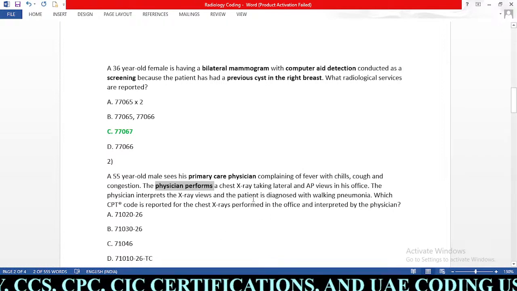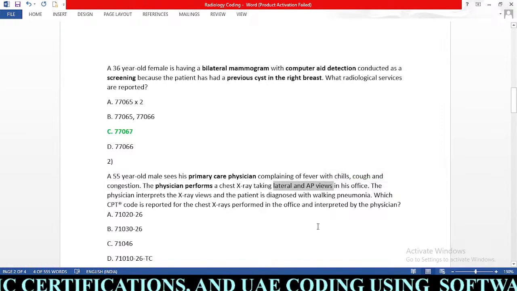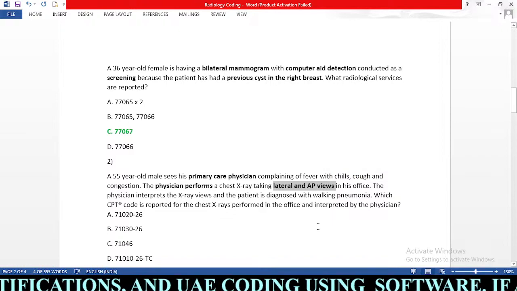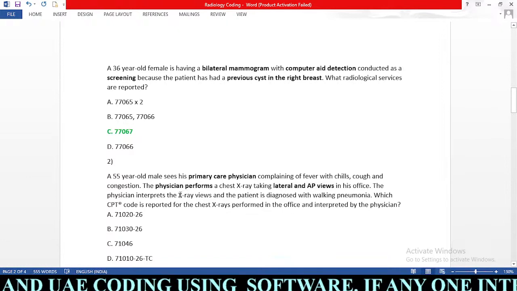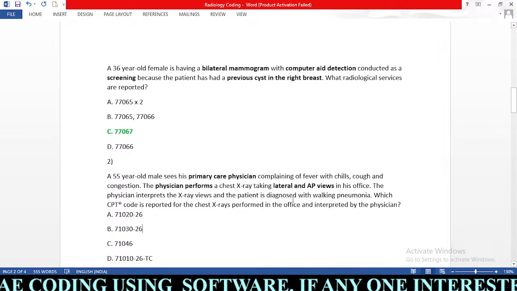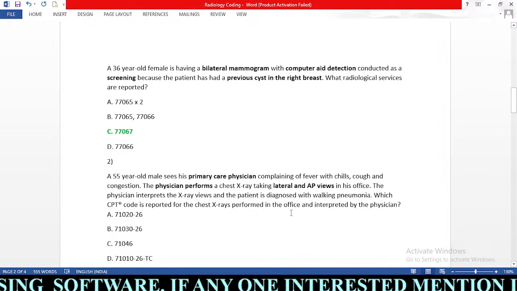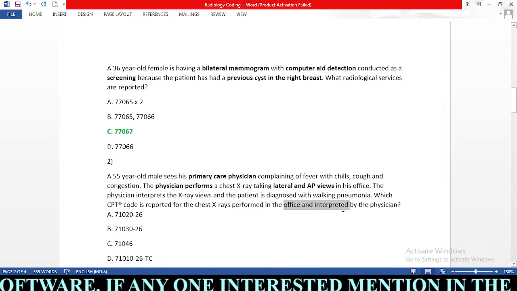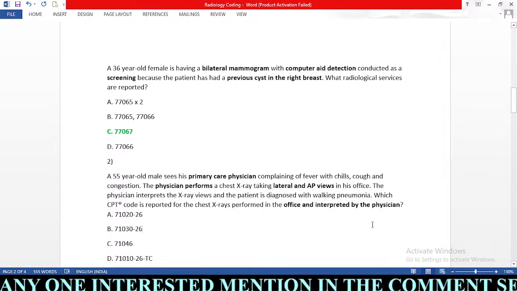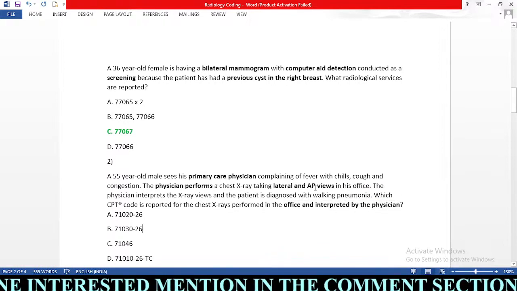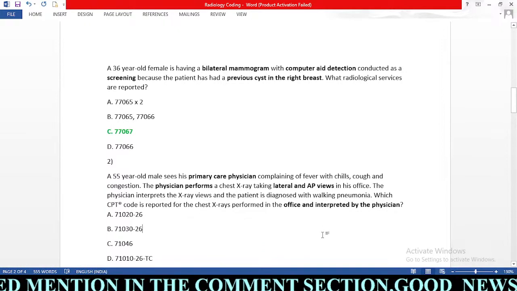Yeah, correct. A chest X-ray taking lateral and AP views. So in chest X-rays, views play a very important role. We need to consider views as a keyword while coding chest X-rays. The physician interprets the X-ray views and the patient is diagnosed with walking pneumonia. Which CPT code is reported for the chest X-ray performed in the office and interpreted by the physician? Basically, AP view means anterior posterior view, in his office. So we will check 71020 first.